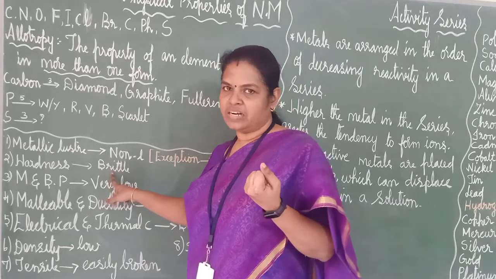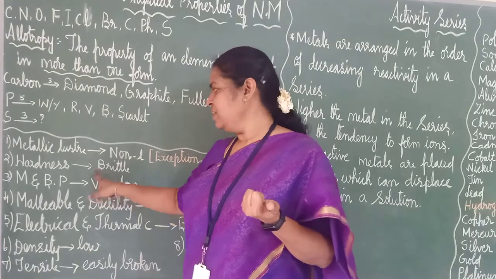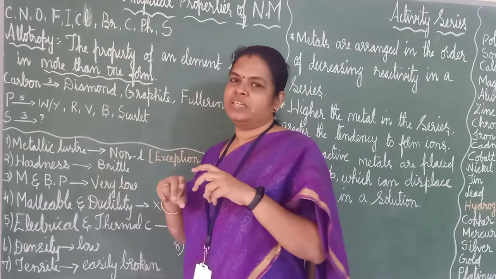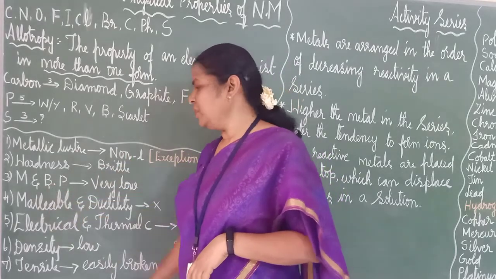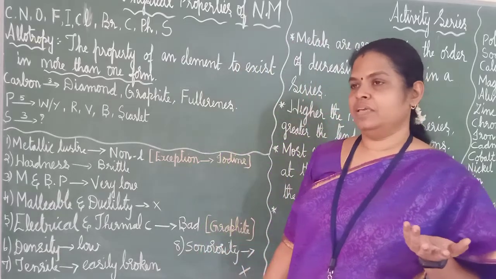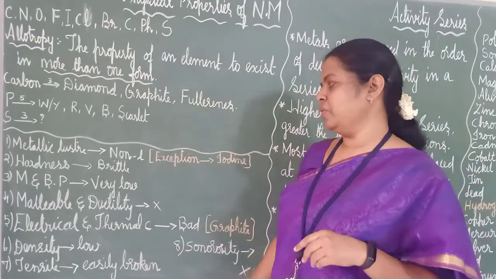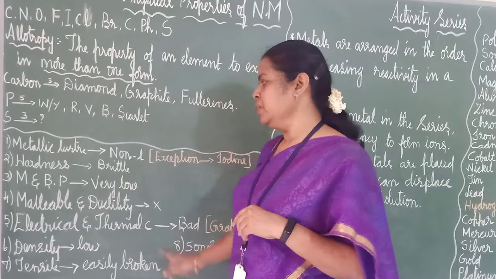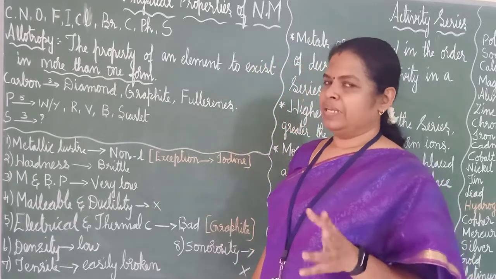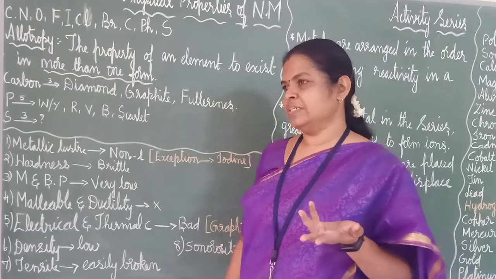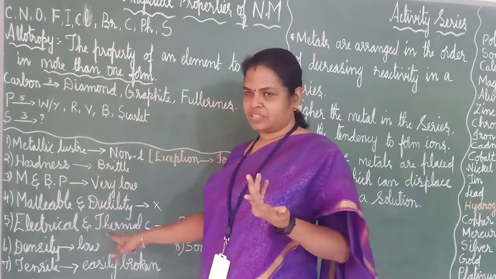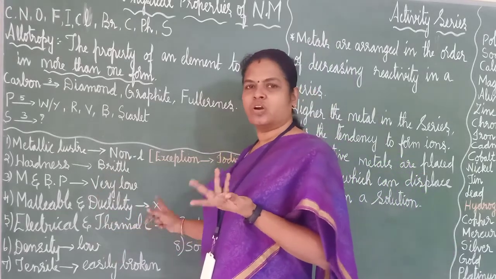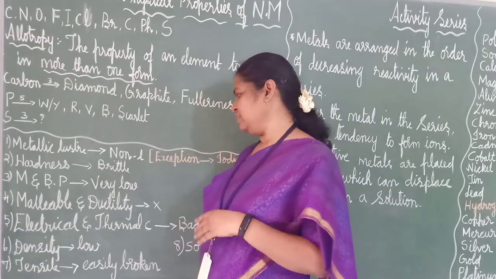There, it will be very hard, for example iron you have studied. Here, it is not hard. You can break it easily, it is brittle. Melting point and boiling point: there it is high melting point and high boiling point. Here it is low melting point, low boiling point. Malleability and ductility, of course, we have studied. Metals are malleable and ductile. Here, it is not malleable, it is not ductile.